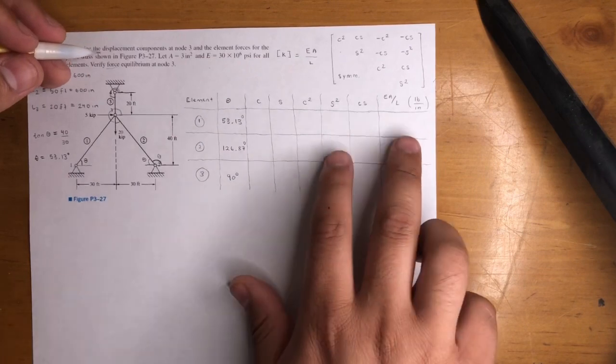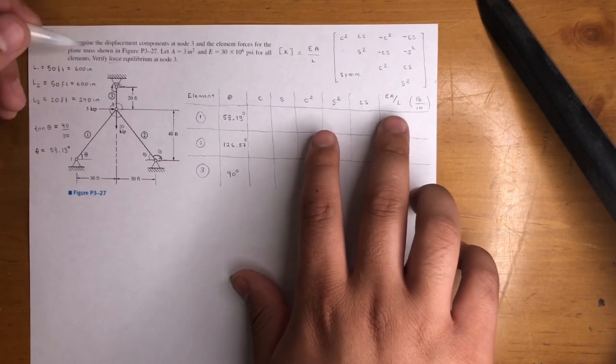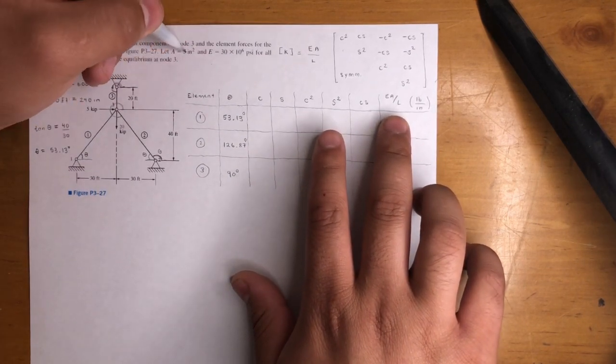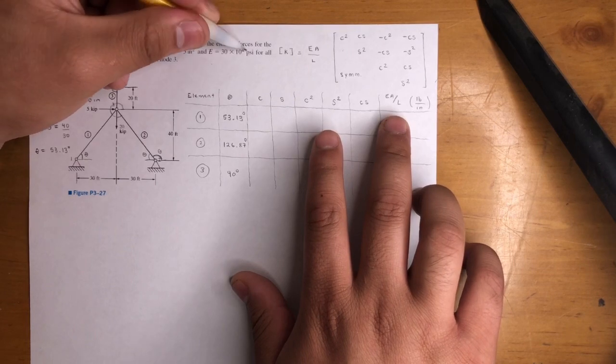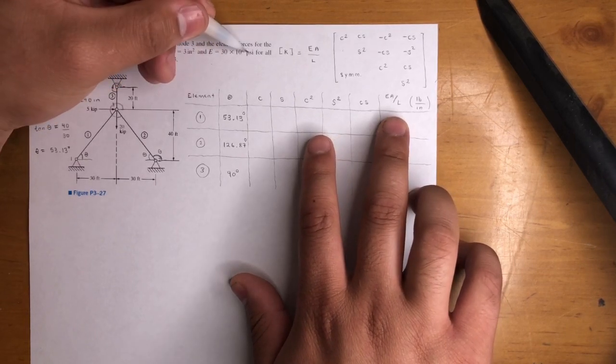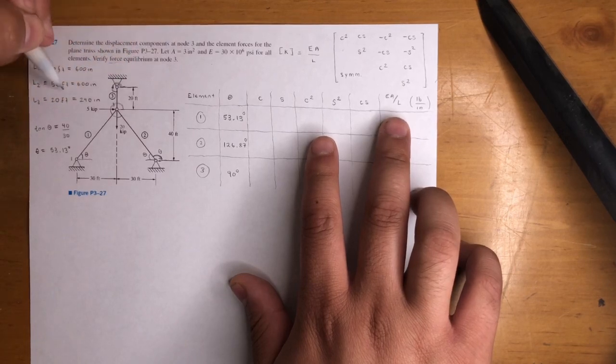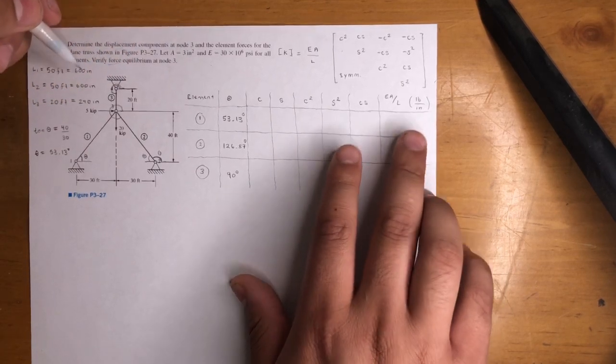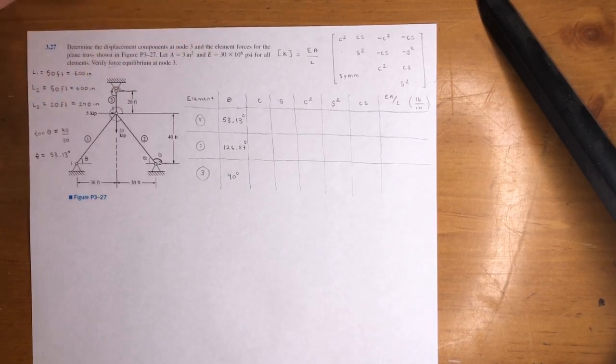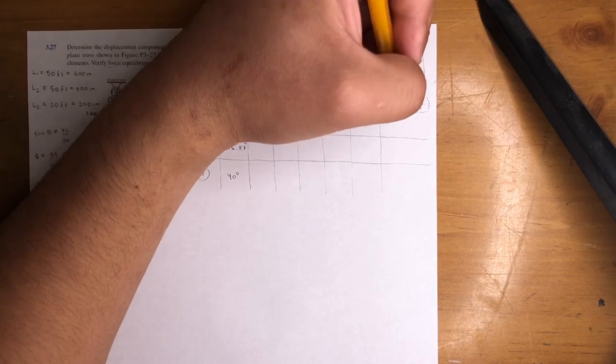Now let's do the EA over L's first, just so you can see how I do it, right? It's just E times A, which is 90 times 10 to the 6. This is pound per square inch. This is inch squared, so it's just pound divided by another length, that's pound over inch. And they all have to be in inches, no feet, okay? So they give us feet here, but we have to convert.